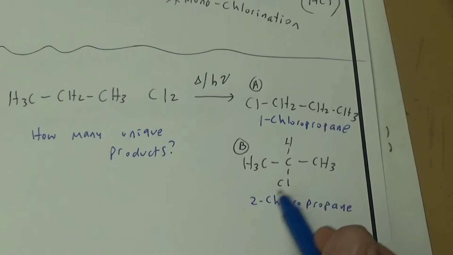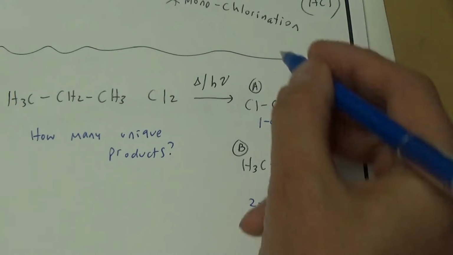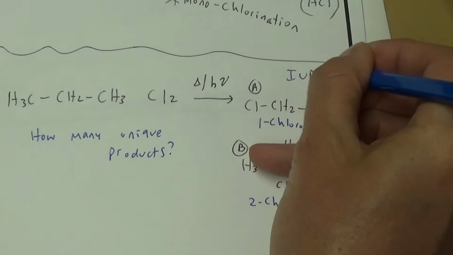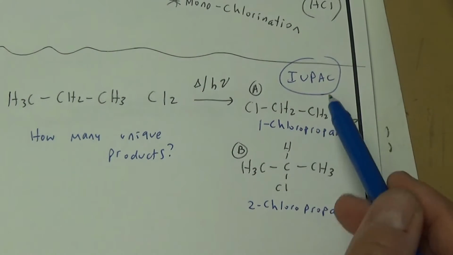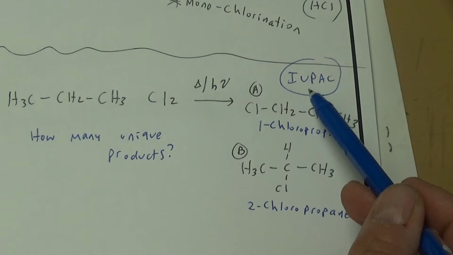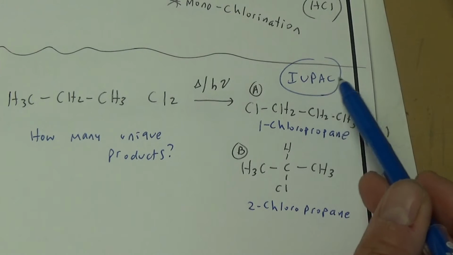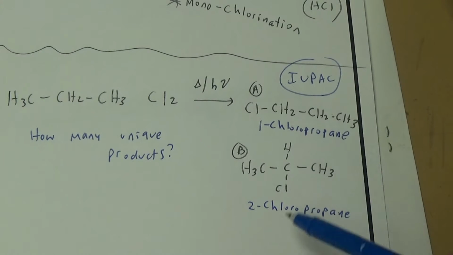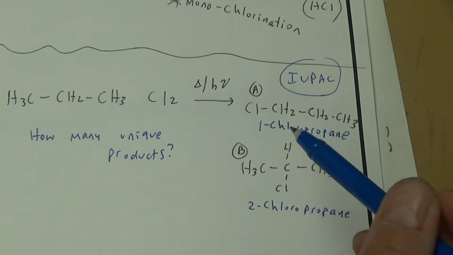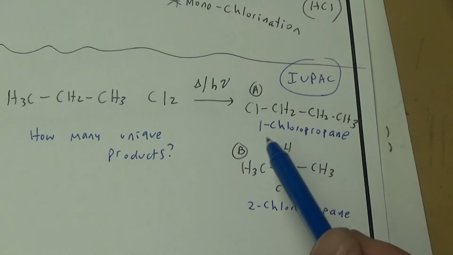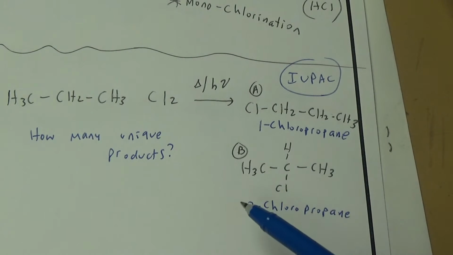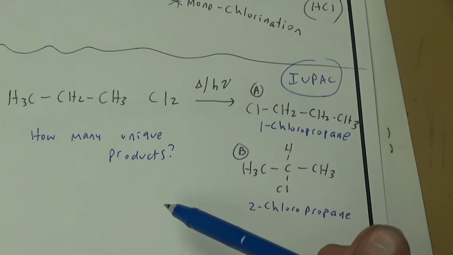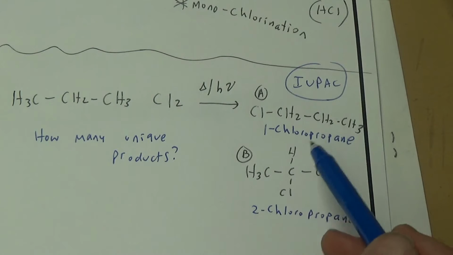When I say IUPAC, that is the naming convention, International Union of Pure and Applied Chemistry. They created this whole idea of naming molecules, right? All right, so we got 2 possible products, A and B, right? This is always a little confusing, but we're going to get through it.